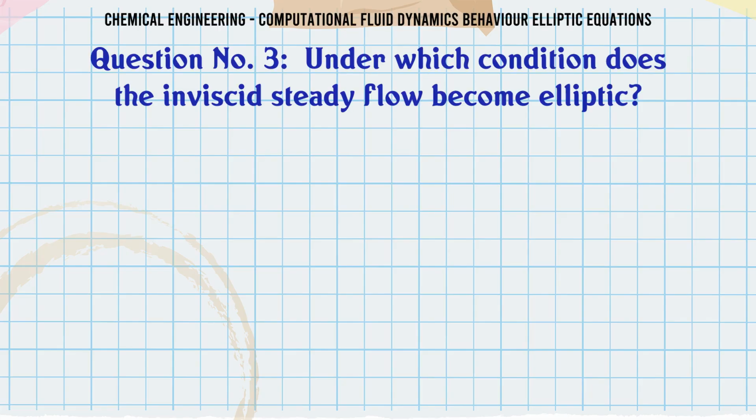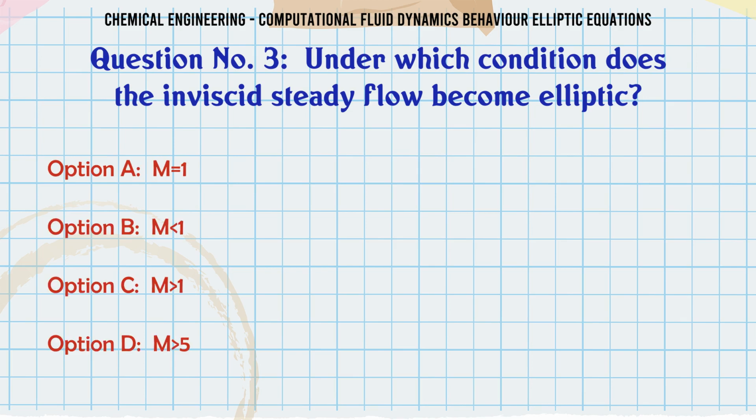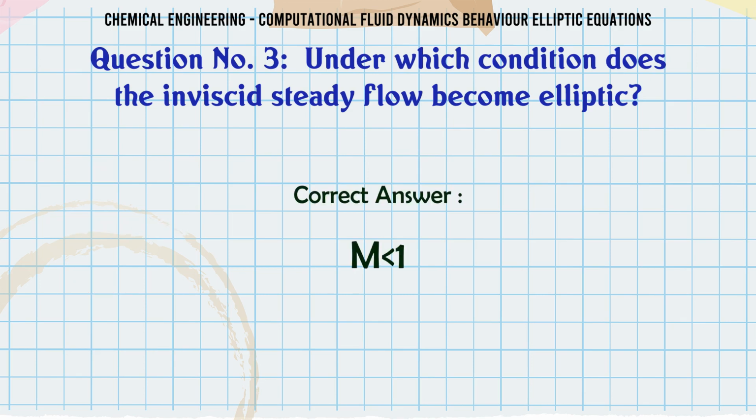Under which condition does the inviscid steady flow become elliptic? A. M<1. B. M>1. C. M=1. D. M=5. The correct answer is M<1.